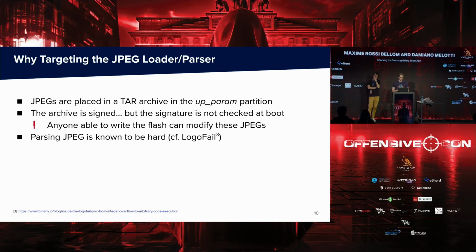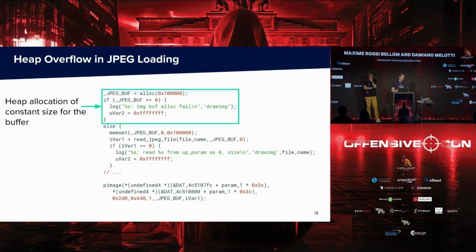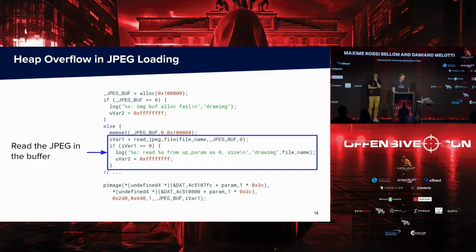Here we cite LogoFAIL, research by Binarly. They presented many vulnerabilities on image parsers in various boot chains. So it's a lot of failure happening in these JPEG parsers. So the question for us is how are these JPEGs loaded in little kernel? So this is the code responsible for that. And you see, first, there will be an allocation of a constant size for our buffer. Then this function we call read JPEG file. So the name is the one we gave through reverse engineering, so it's probably not the official one. But you get the idea.